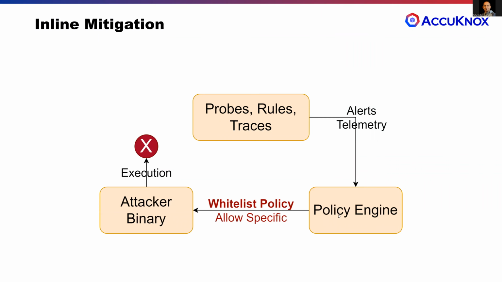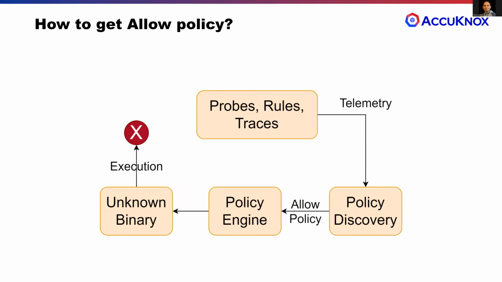Inline mitigation denies execution before the execution of the malicious process begins. This is easier said than done since it requires one to know a priori what is the allowed list. That is, what should be allowed execution in the target environment. Typically, this learning is done using a discovery mode where the target environment allow rules are detected a priori.